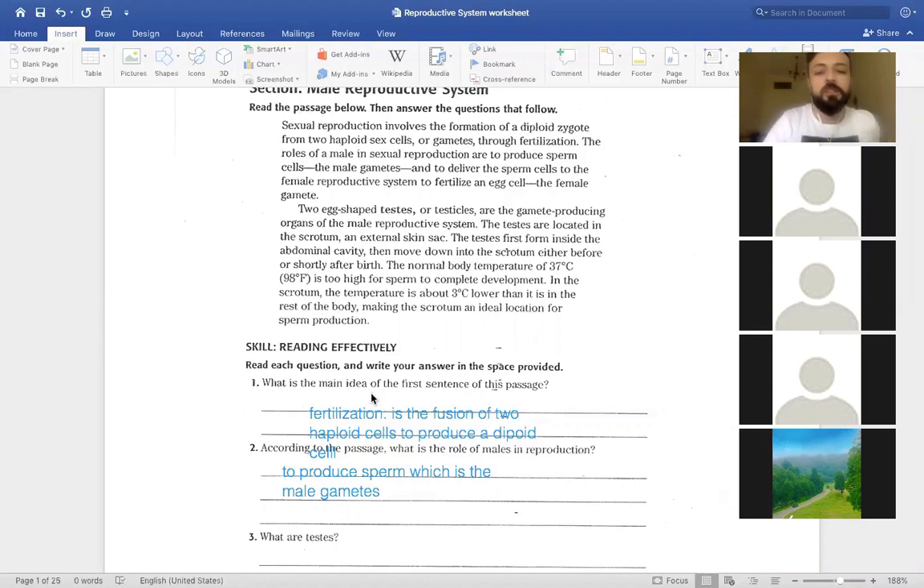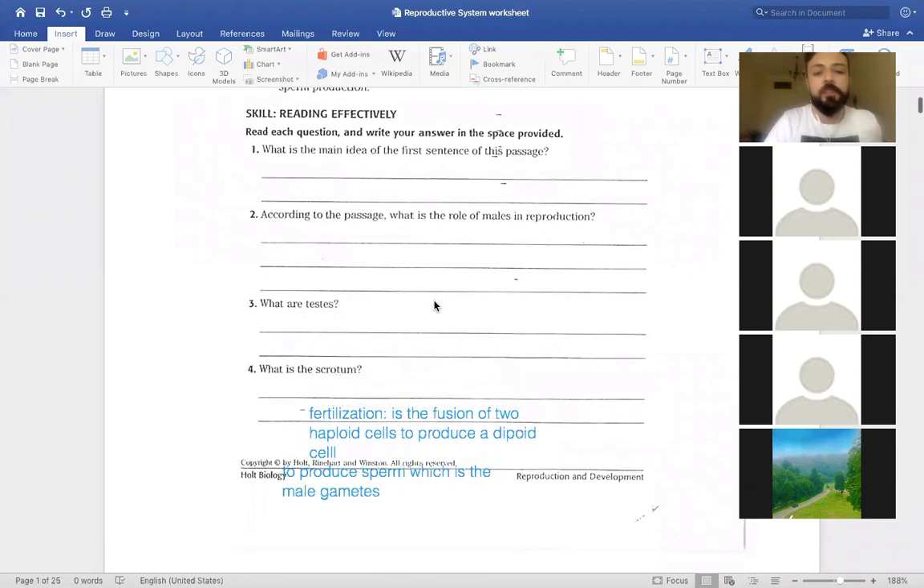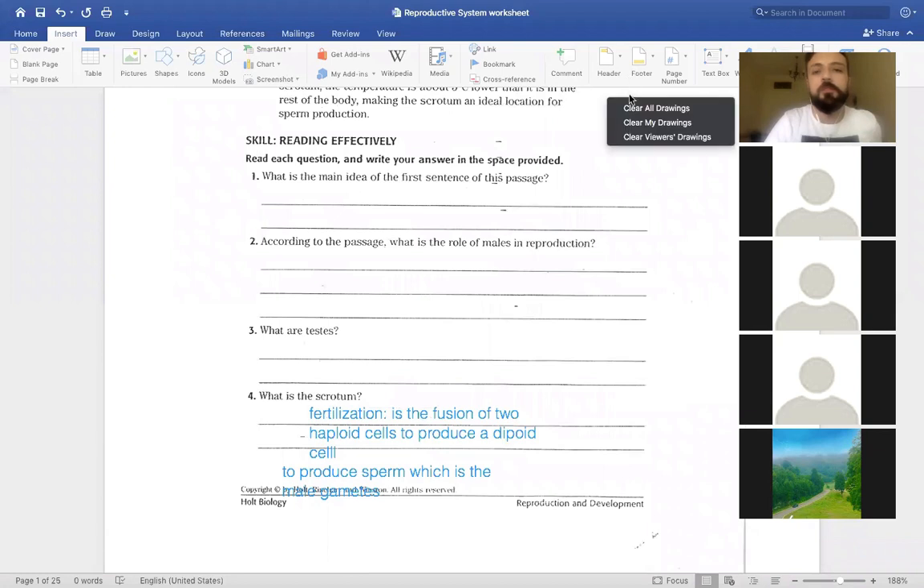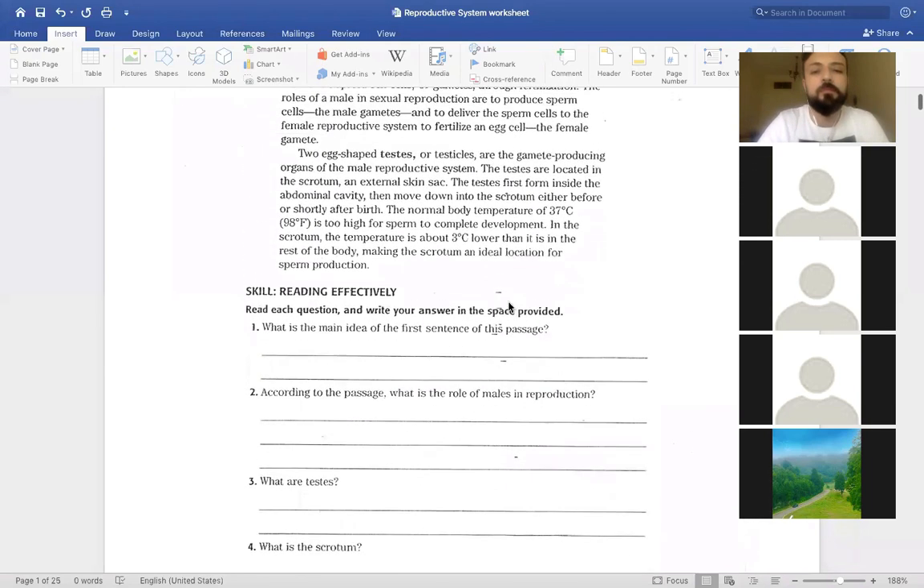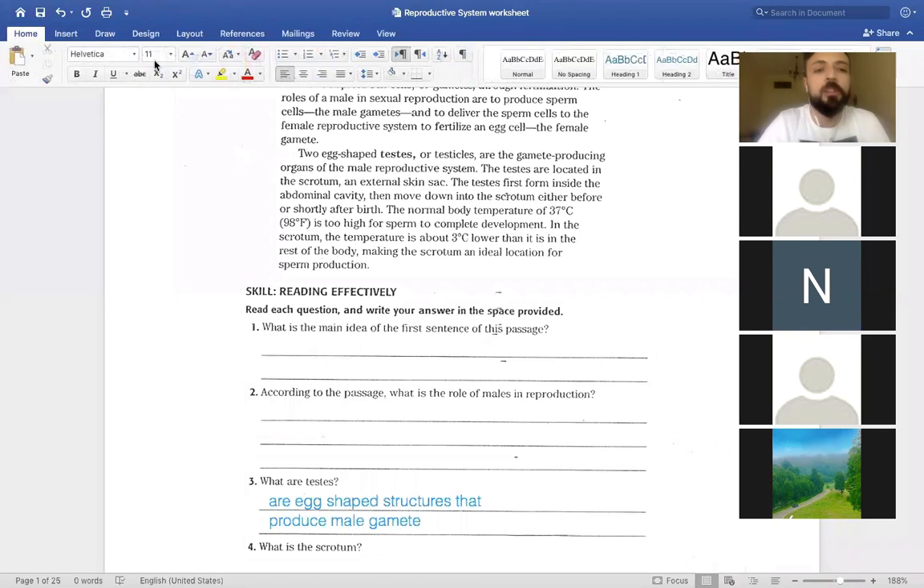Okay. Are you done with the first two questions? 3, 4. So testes are two egg-shaped structures that produce the male gametes. Who can answer number 4? What's the scrotum? It's located in the paragraph. Can you go to the passage? Can you please go up? I'll scroll up. So the scrotum is what? It shelters the testes. External skin sac.